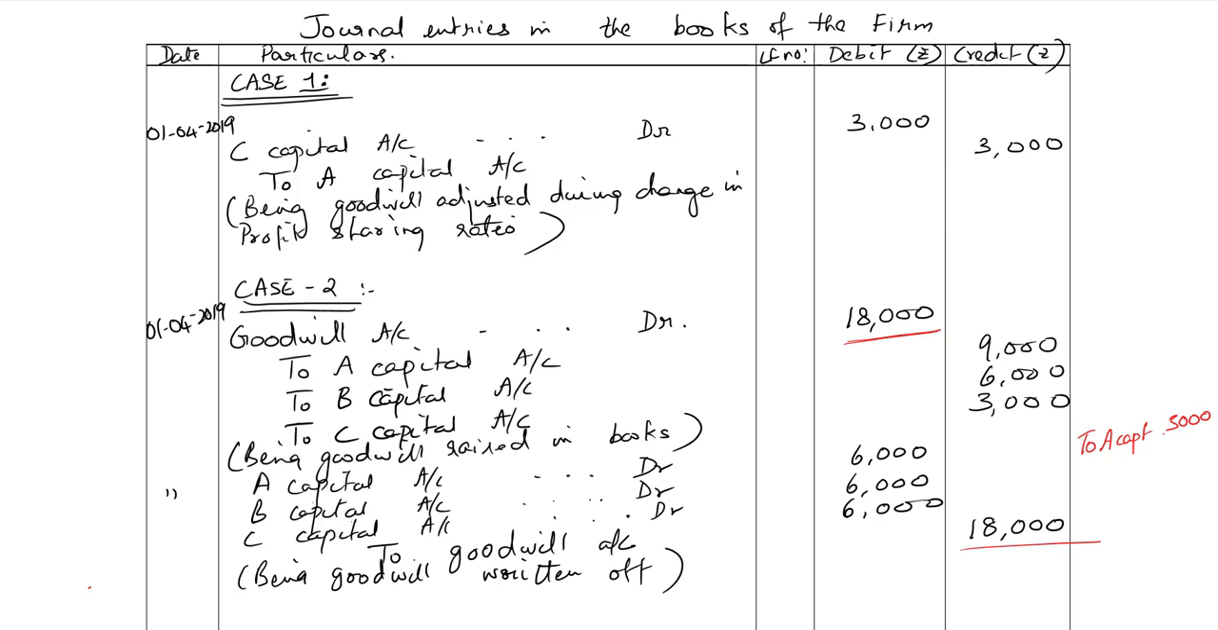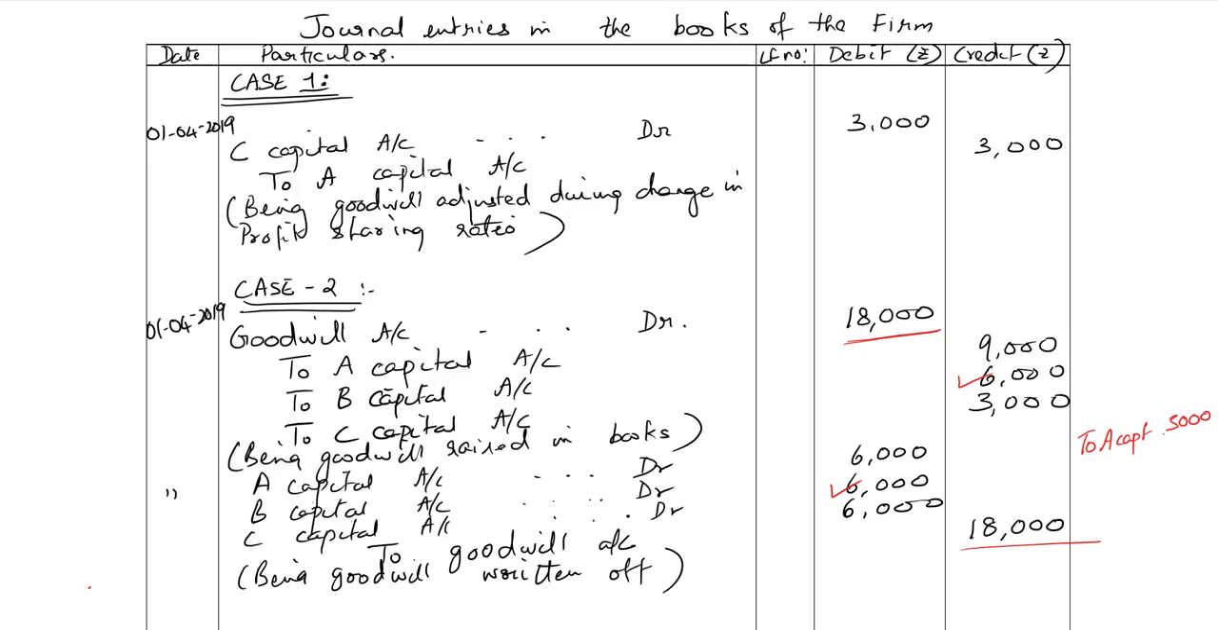For B's capital, in the first entry in case 2, we have credited with rupees 6,000, and in the second entry, we have debited with 6,000. It gets cancelled. So B's capital account does not appear in the net effect.